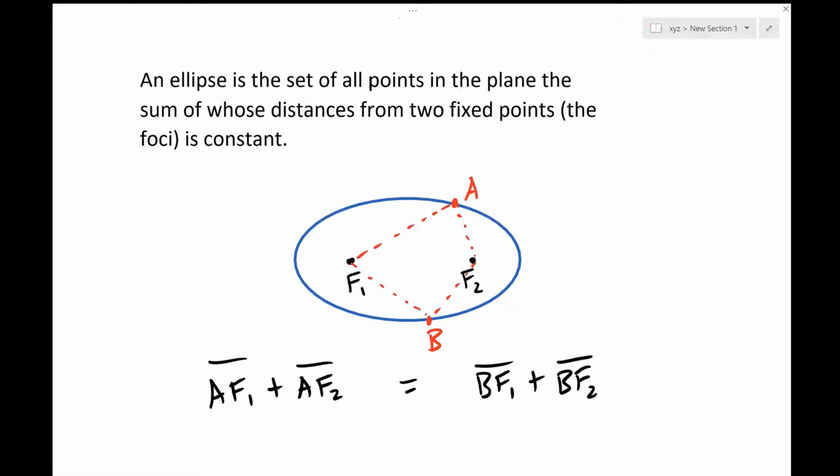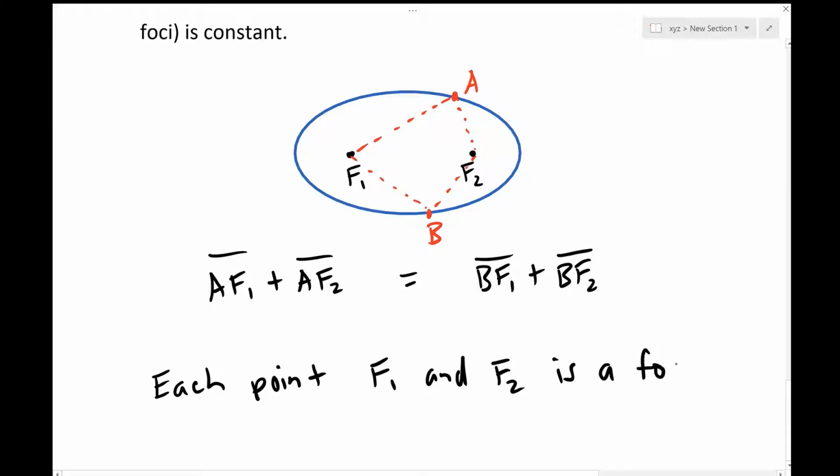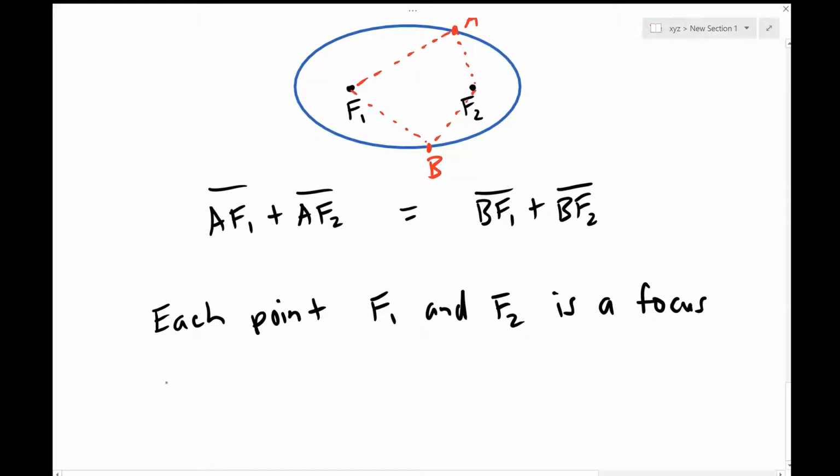So any point that I choose on the ellipse, if I take its distance from these 2 fixed points, F1 and F2, and add those distances together, that'll be the same as it is for any other point on the ellipse. So again, each of the points, F1 and F2, is called a focus. And again, the plural of that word is foci, as we mentioned before. The same way that cacti is a plural of the word cactus. Similar idea.